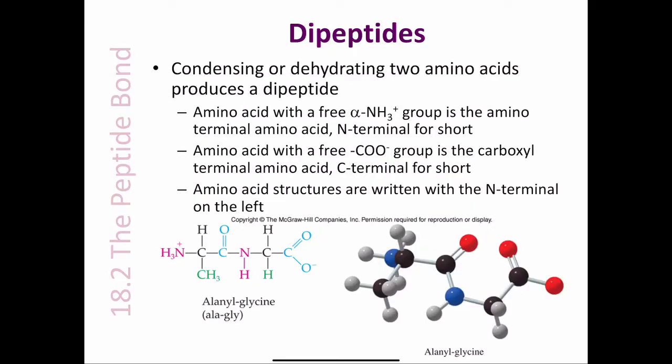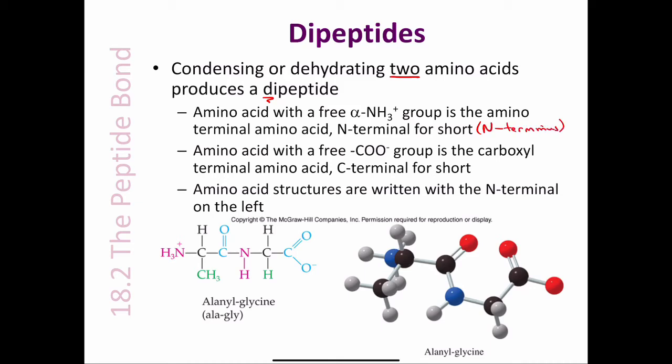Condensing or dehydrating two amino acids produces a dipeptide. That makes sense because 2 is signified by the prefix di. An amino acid with a free alpha-amino group, shown here protonated because at physiological pH the amino group will be protonated, is the amino terminal amino acid, and we call that the N-terminal for short. I like to call that the N-terminus. So not only can you call it N-terminal, you can call it the N-terminus.